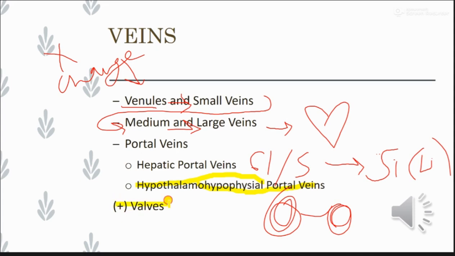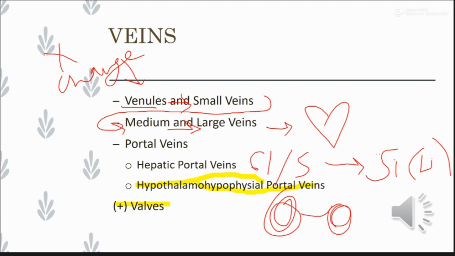So valves, you know, the heart has valves, right? Also, your veins have valves. So they allow blood to flow towards the heart, but not in the opposite direction. Or like your SVC, IVC, they have valves so that there will be no backflow of blood.